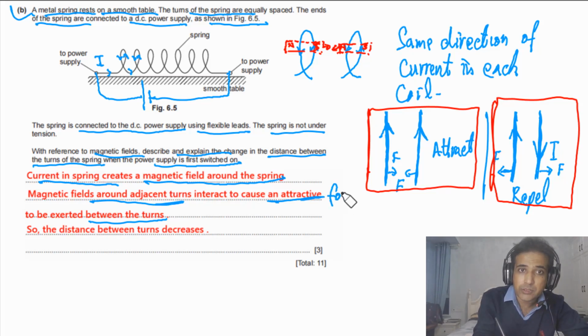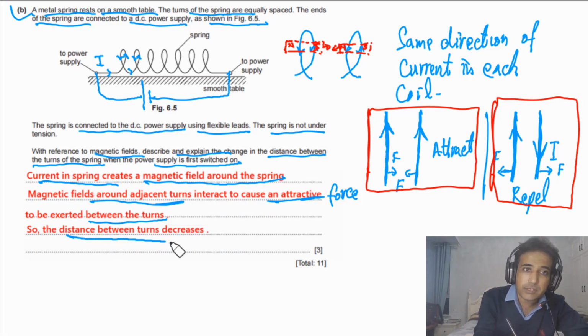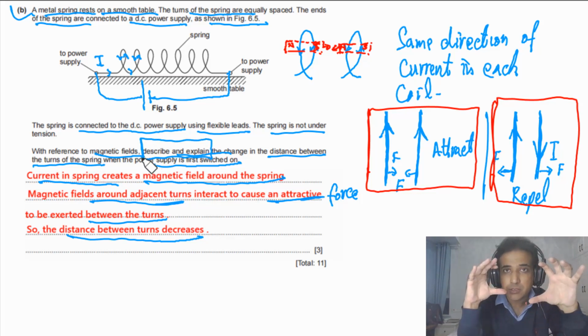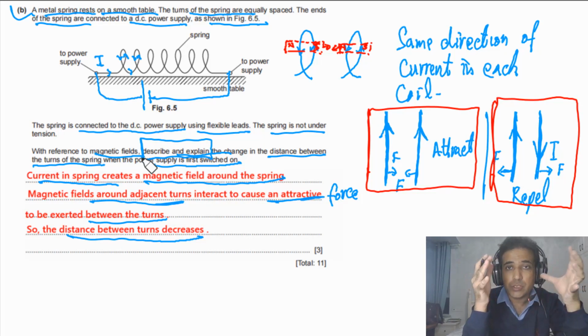So we can say cause an attractive force to be exerted between the turns, meaning they attract each other, and the distance between turns decreases. The question was asking you to describe and explain. So in this case you can say distance will decrease because current will cause an induced magnetic field in each turn, and the magnetic fields of two adjacent turns will attract each other, so there will be an attractive force. Due to interaction between magnetic fields there will be an attractive force and the distance between turns will decrease.